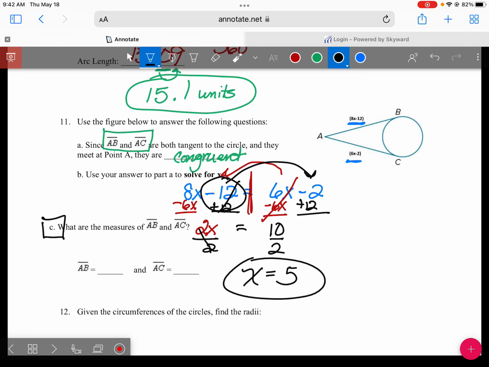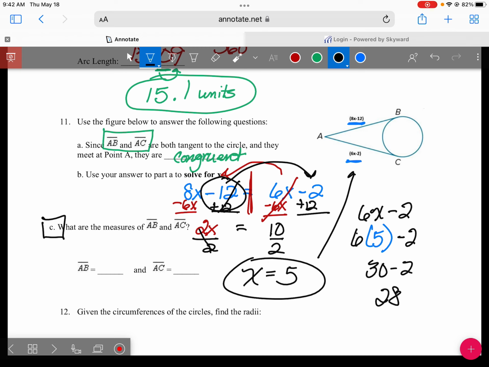And it says, what are the measures of line segment AB and AC? Well, you substitute that x value back in. I'm going to pick AC because I think that one's a little easier. 6x minus 2 is 6 times 5, that's what I'm substituting in, minus 2. 30 minus 2 is 28. So AC is 28 units in length.